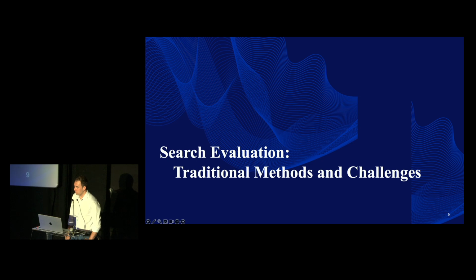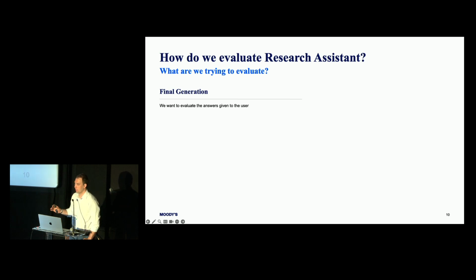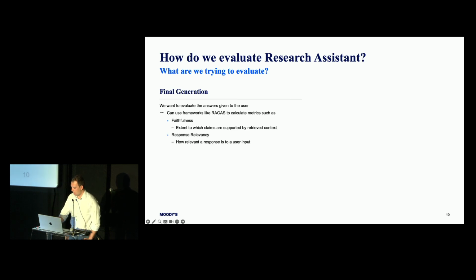So we have a system. How do we evaluate it? How are we currently evaluating it? And what are the problems with that? So first of all, what exactly does that mean? What are we trying to evaluate? There are two parts to this because we have retrieval and we have generation. So I'm going to start with the end and talk first about the final generation step. So this is going to be the answer that the user gets at the end, a long text response to a question.